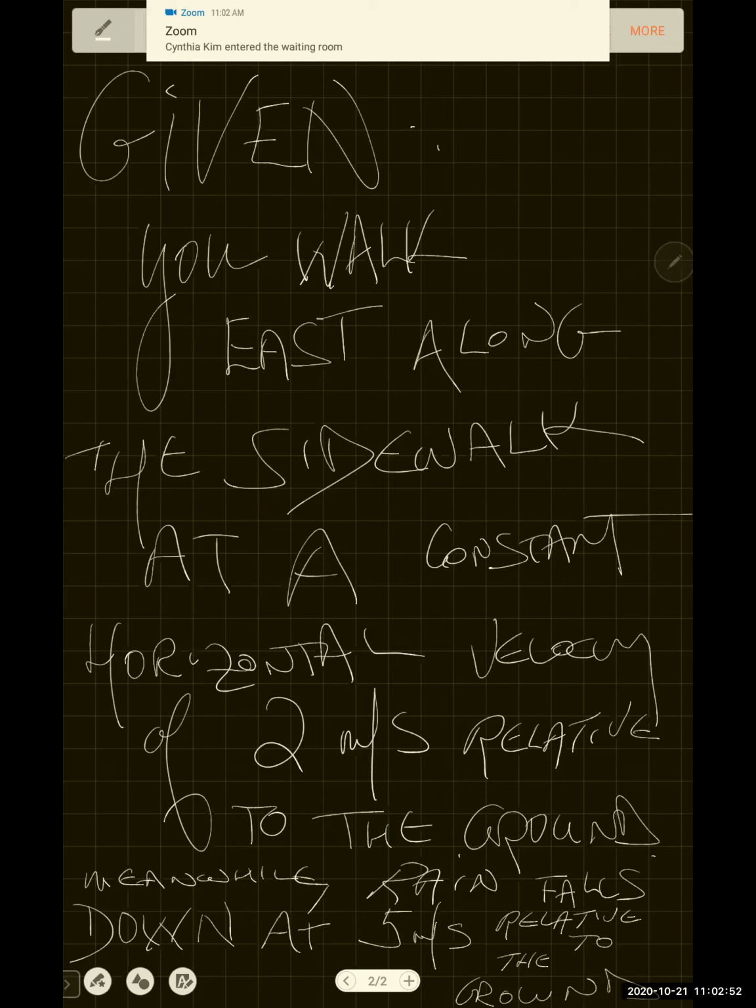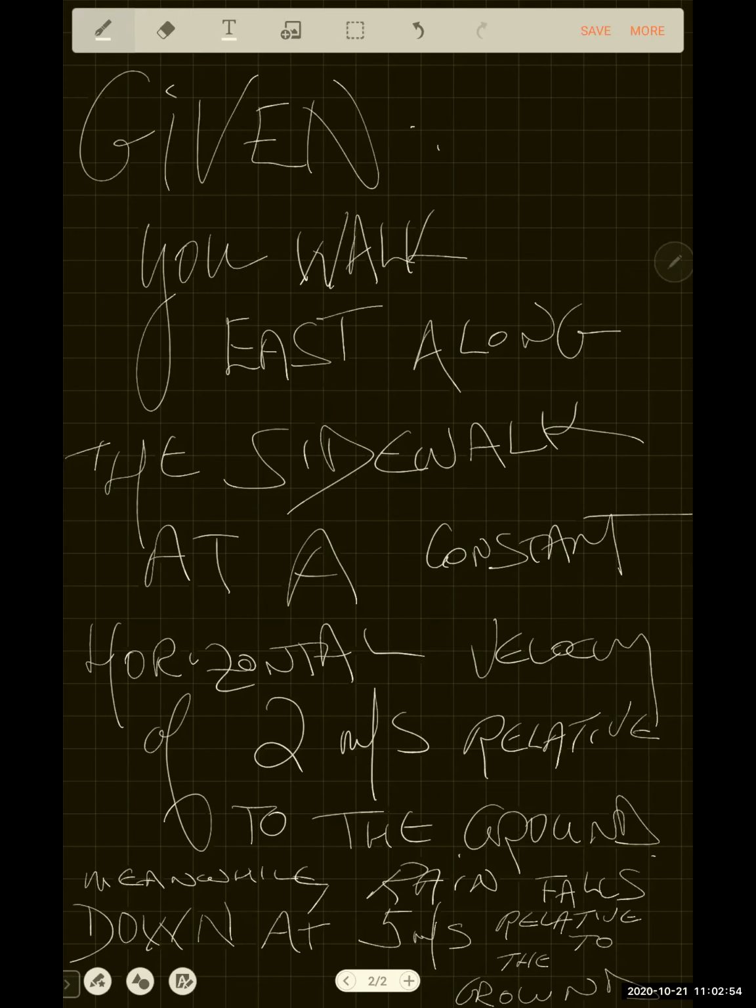So you're walking at 2 meters per second east relative to the ground. At the same time, but independently of that, rain is falling down, right? A different direction, not south, but down in the sky. And it's falling down at 5 meters per second relative to the ground. The speed of the rain is measured in the reference frame of the ground, and your speed is measured in the reference frame of the ground.